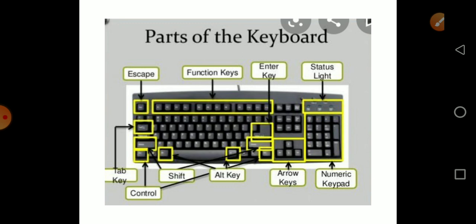They do different jobs. Okay, enter key, this enter key moves your cursor. What is a cursor? A small blinking line which blinks on the monitor screen. It is called a cursor. So when you press enter key, the cursor moves on to the beginning of the next line. Status light, so this status light shows you which keys are on, which keys are off. Especially the number lock and caps lock keys, it shows you the on or off status.